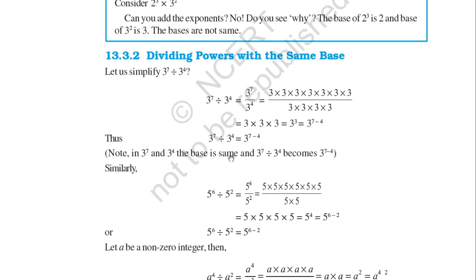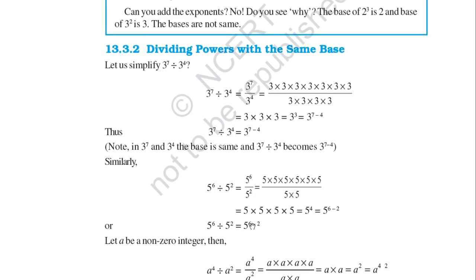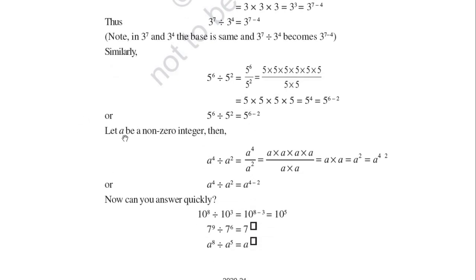Note that in 3 to the power 7 and 3 to the power 4 the base is the same, and 3 to the power 7 divided by 3 to the power 4 becomes 3 to the power 7 minus 4. Similarly for this also, you can see the power is 6 and the power is 2. So 5 into 5, and here 6 times 5, so these 2 will get cancelled. So you get 5, 4 times, that is 5 to the power 4. If you subtract, 6 minus 2, you will get 4. The same answer you will get. So let a be a non-zero integer, then.